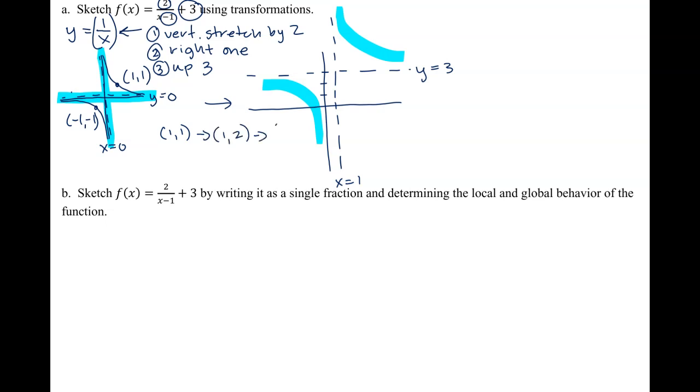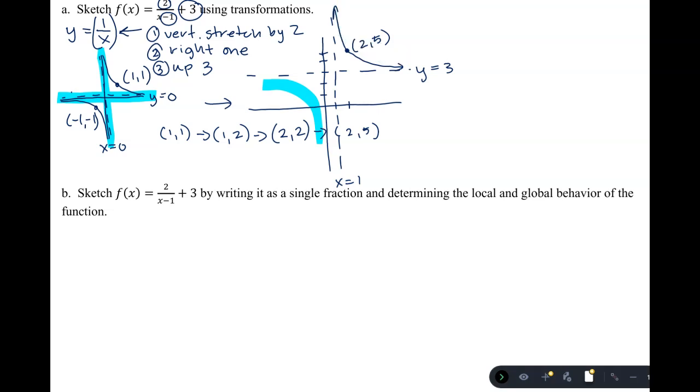And then I shift to the right one, it will end up at 2, 2. And then I shift up 3, it will end up at 2, 5. So at 2, 5, I should have a point. And then otherwise, I know I'm still expecting that swoosh shape. It's just been stretched up away from the horizontal asymptote a little bit, so it goes up a little bit higher.